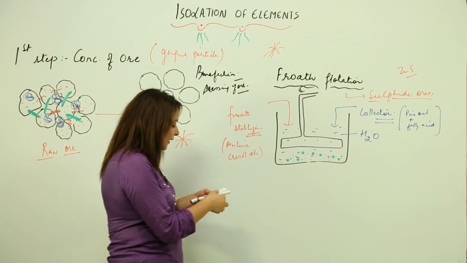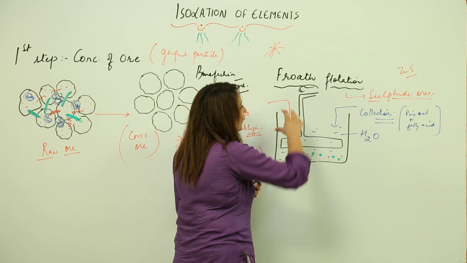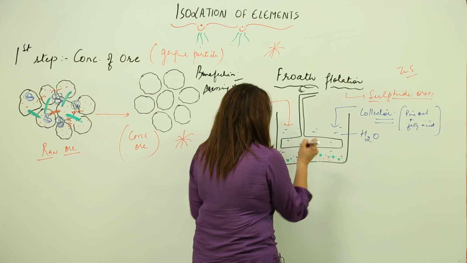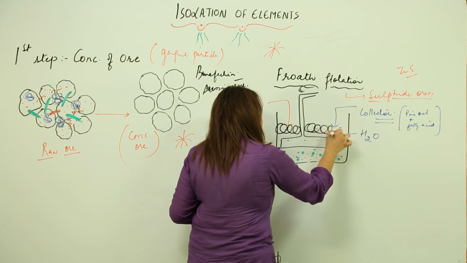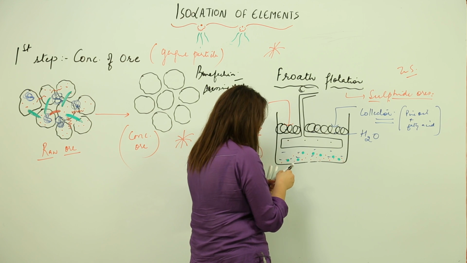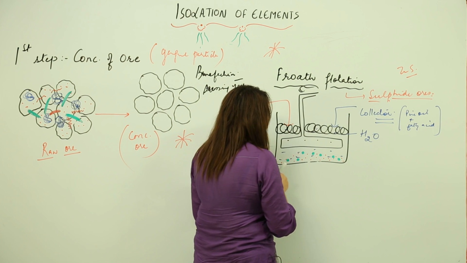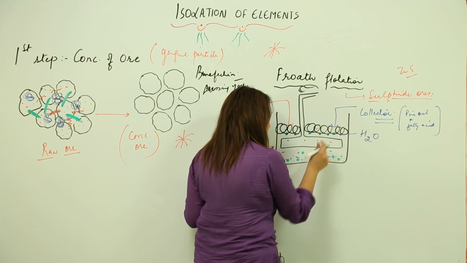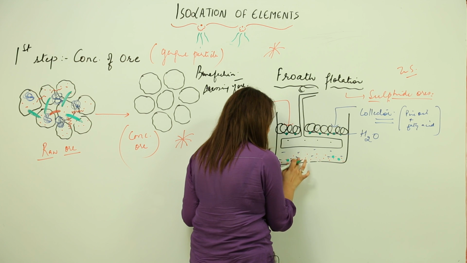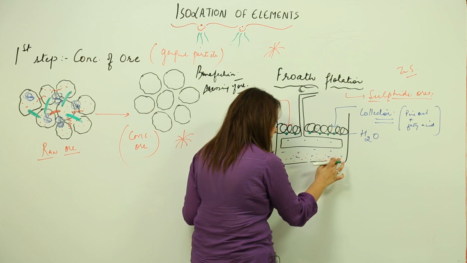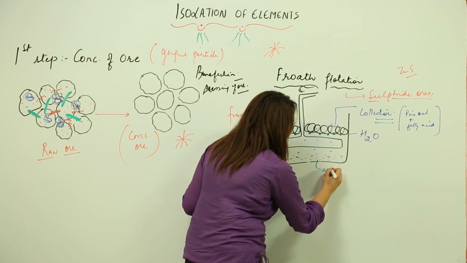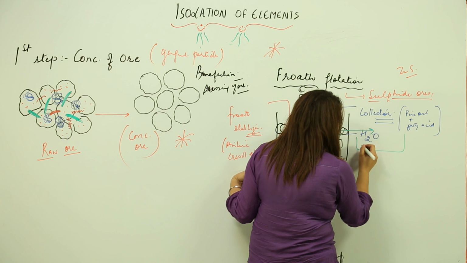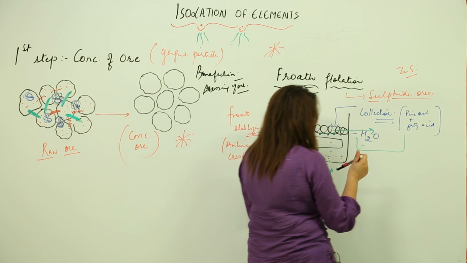So what happens when the air is blown, and likewise due to agitation of the paddle, the froth just appears. So I'll draw a froth. Now the sulfide ore has the property to stick to this froth, so it gets stuck to it and is removed from the bottom, and what we are left with at the bottom is just the impurities. And now what we do is separate this froth into another chamber.